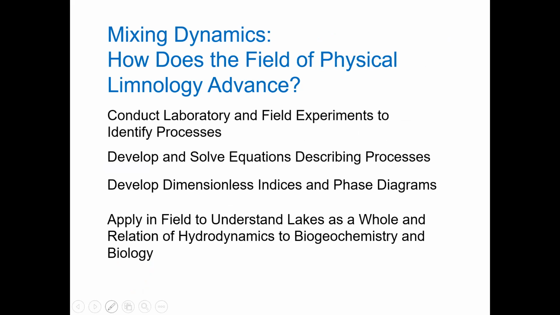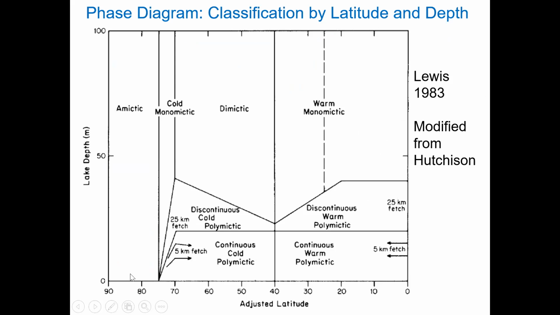So how does the field of physical limnology advance? We conduct laboratory and field experiments to identify processes. We develop and solve equations describing processes. We develop dimensionless indices and phase diagrams. And we apply these in the field, by doing experiments and interpreting our data to understand lakes as a whole and the relation of hydrodynamics to biogeochemistry and biology.